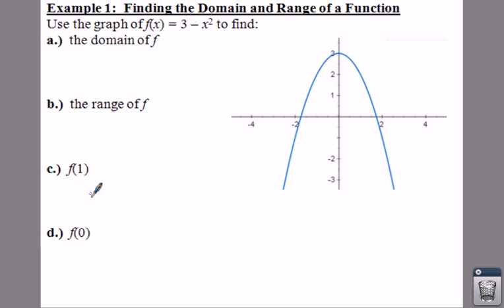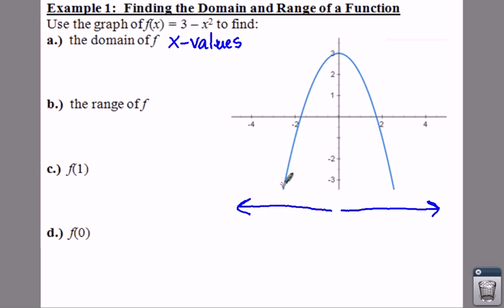Here we have the graph of a quadratic function, also known as a parabola. And what we need to do is figure out what your domain is, or what your range is, and we're going to evaluate f of 1 and f of 0. So if we want to look at your domain, remember those are your x values. So we want to look at how far does this graph go to the left, and how far is it going to go to the right.